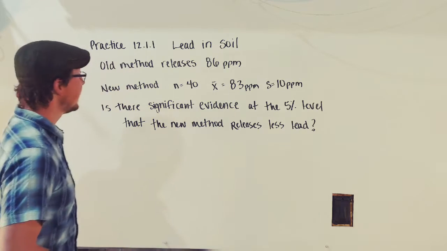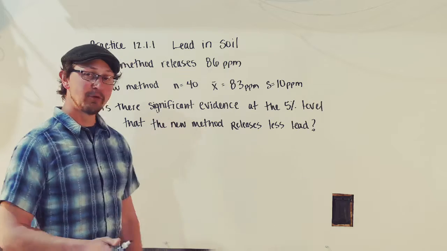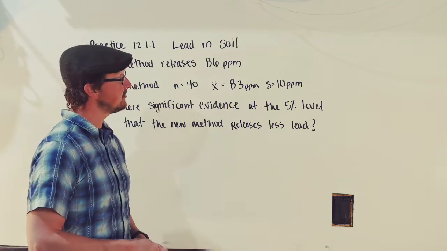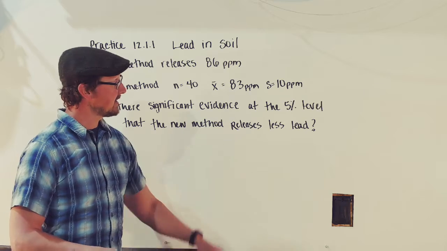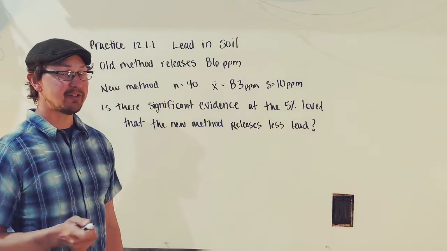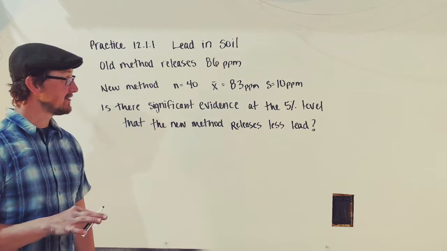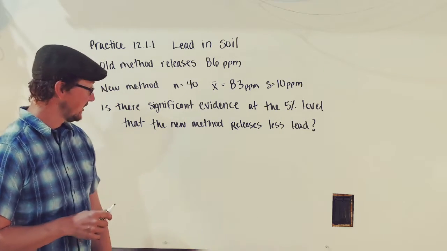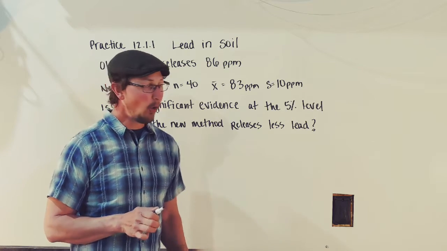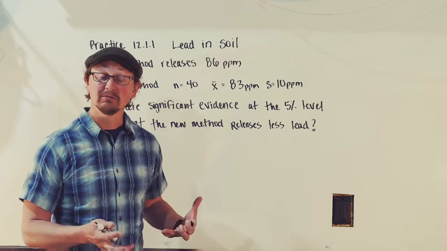Not good. They're trying out a new method, taking a sample of 40 soil samples to see how much lead was released, and they're noticing that our average is 83 parts per million with a standard deviation of 10 parts per million. Now the question is: is there significant evidence, at the 5% level, that the new method releases less lead? Or is this sample of 40 maybe just a fluke?